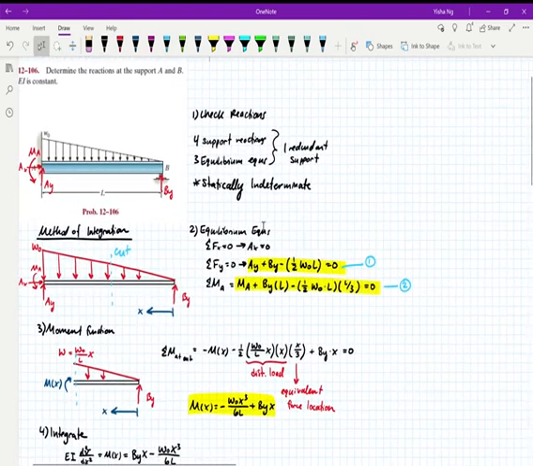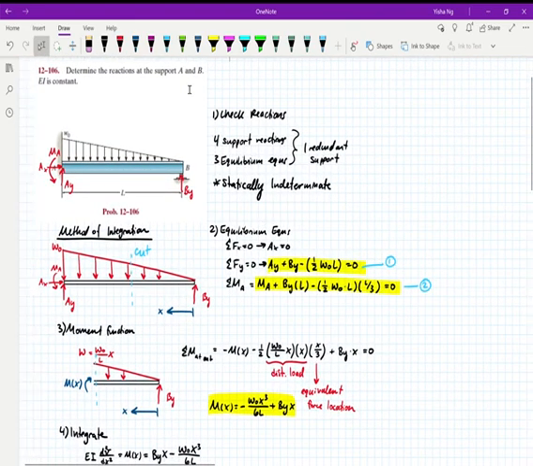Okay. So problem 12-106 is asking you to determine your support reactions at A and B, given that E and I are constant. So the first thing you do is check your reactions. You have 4 support reactions, 1 at the roller and 3 at your fixed support. That makes 4. You can only get 3 out of your equilibrium equations, which means you have a redundant support, so this problem is statically indeterminate. So we're going to deal with this using the method of integration first. And so what we're going to do, I've just redrawn the beam here with my support reactions.